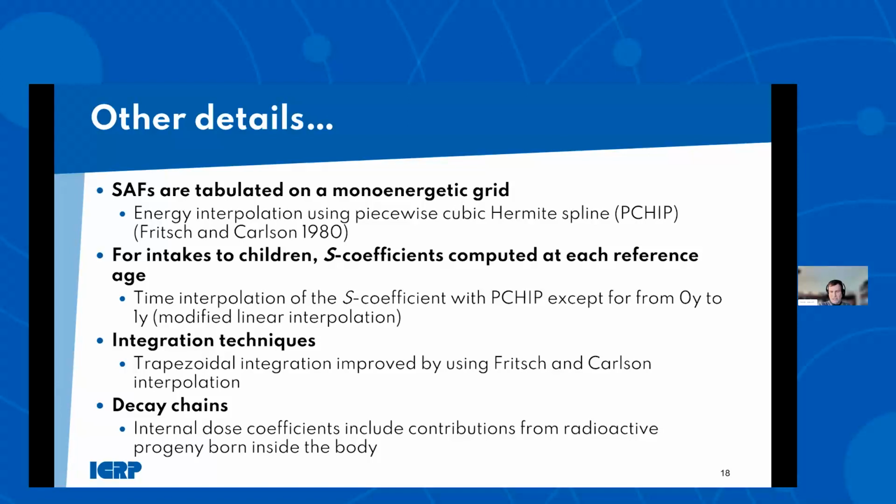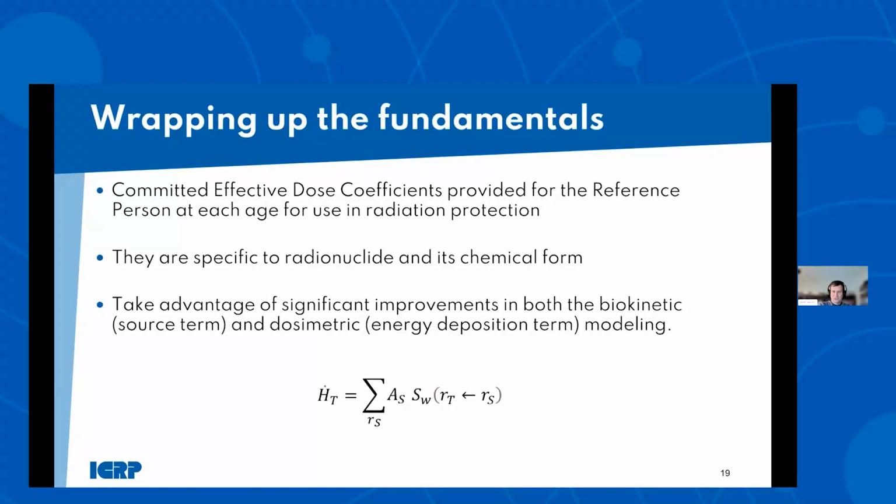So to summarize, Task Group 95 provides committed effective dose coefficients for the reference person or representative person at each reference age. These coefficients are specific to radionuclide and chemical form, and they are based on significant improvements in both the biokinetic term and the energy deposition term.